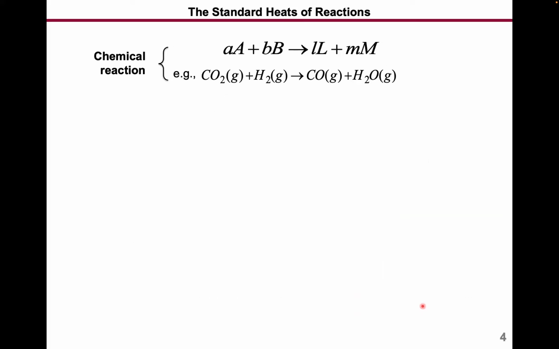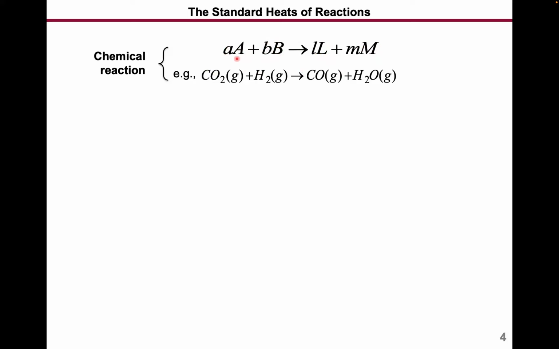All right, so now let's jump onto heat of reaction, right? So now we are really talking about you have monomer A, monomer B, or reactant A, reactant B, reacting together to form a new product L and a new product M, right? You are changing the species into new species, so involving chemical reactions, okay?